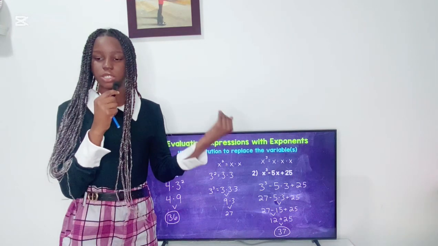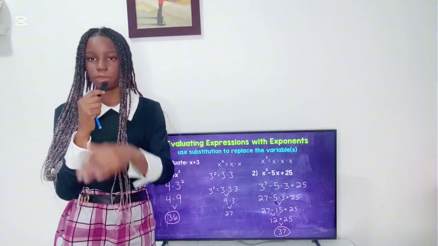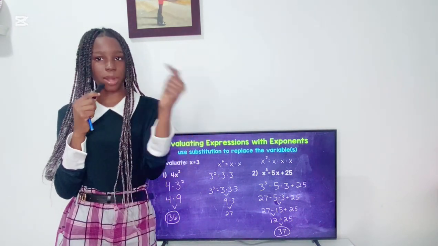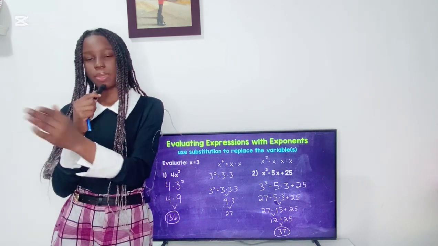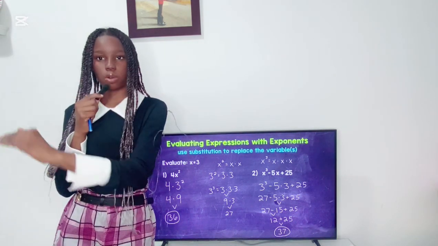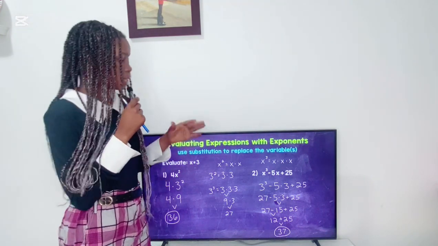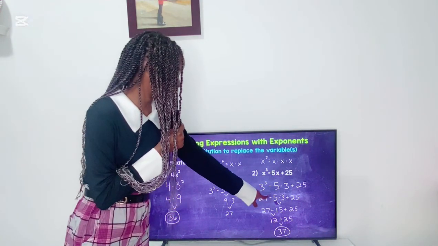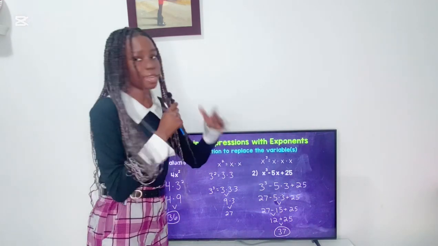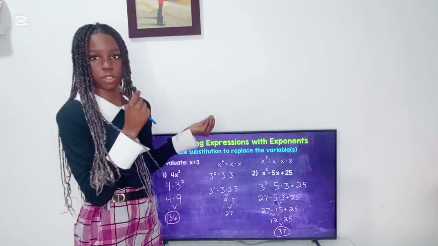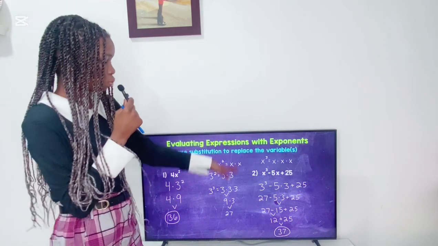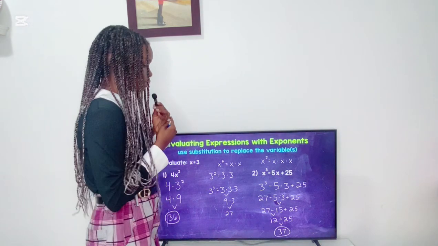What I mean is multiplication and division are on the same level, but they come first before addition and subtraction. Addition and subtraction are also on the same level, but they don't come before multiplication and division. That is why, as you can see here, we had subtraction and also addition, but I did multiplication first, because that is the rule for order of operation.